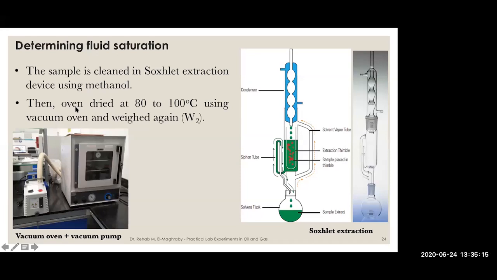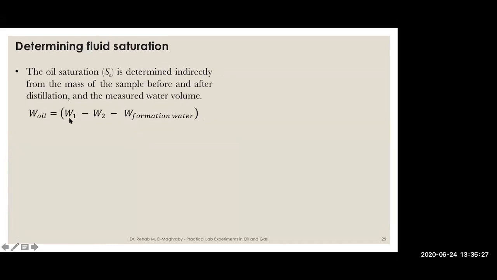So the weight of W2 is what now? It is the weight of the grain, because it is clean: no water, no oil, no salt inside the core, only the weight of the grains. So if you take away the weight, the first weight that we take once we receive the core was the weight of the grain, weight of the oil, weight of the water, weight of the salt. Take away the weight of the clean core, it will be only the weight of the grain. So the difference between them will be the weight of the oil plus the weight of the formation water.